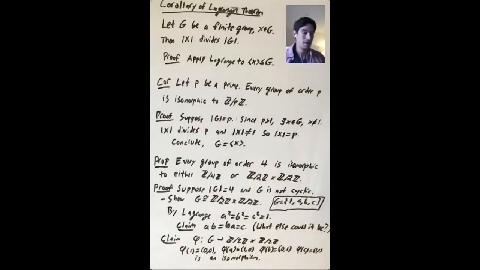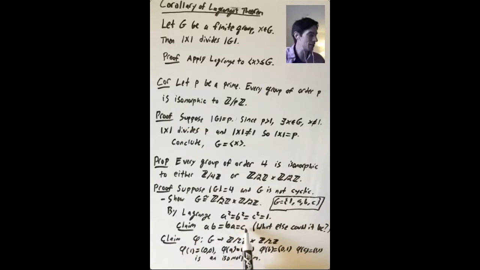So by Lagrange's theorem, what is the order of the element A? Well, it's not 1 because it's not the identity. And it's not 4 because G is not cyclic. So it has to be 2 because the only positive integers that divide 4 are 1, 2, and 4. So if it's not 1 and it's not 4, it's 2. Same thing for B, same thing for C. All of these elements have order 2. So far, that property matches up with Z mod 2Z cross Z mod 2Z. So that's a good sign. So now what I claim is that A times B equals C. Why is that true? Well, what else could it be, right?